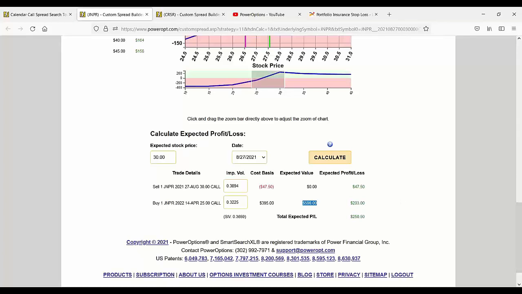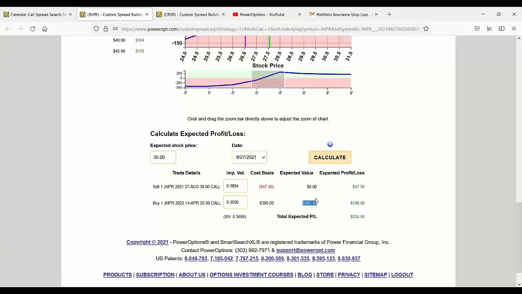Now, this is where the calendars do get tricky, of course. This is theoretical. There's no guarantee. If implied volatility for this April call changes, drops down to 0.30 from 0.3225, we're going to expect a little bit less of a return. That's just how implied volatility works. That's going to be in flux depending on market conditions, the fear gauge in the market, looking out the next 3 quarters to April of 2022.